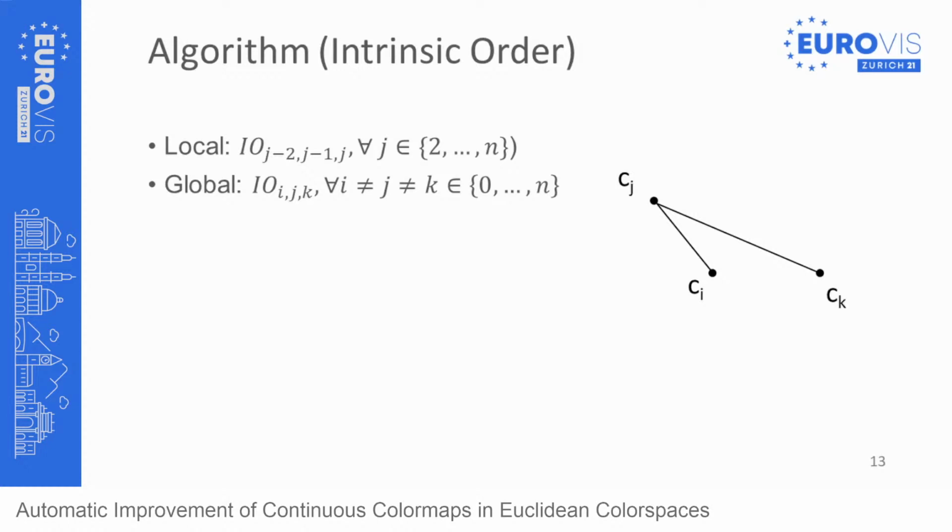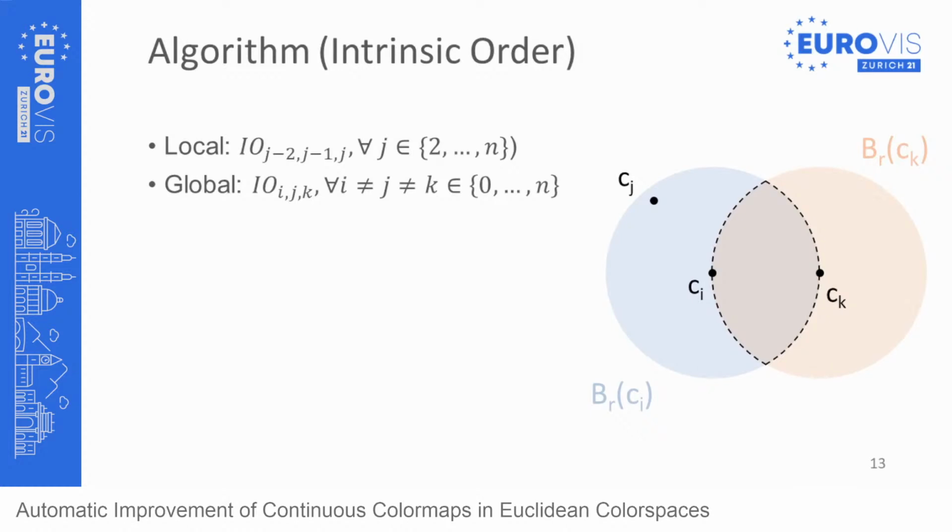We use the distance between Ci and Ck as radius and draw a circle around Ck and a circle around Ci. Of course, in the 3D color space, this would be spheres and not circles. The intersection volume of these two spheres with a shape of a UFO is the area where a color Cj that lay between Ci and Ck would fulfill the intrinsic order. In our sketch, Cj is not located on this area and does not fulfill the intrinsic order.